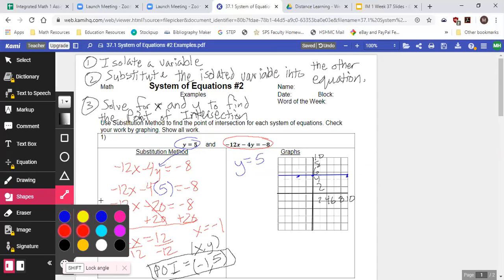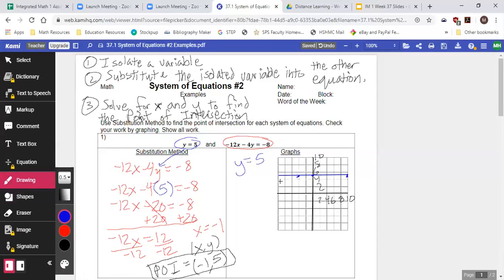Now that we have that equation, we're going to graph our second equation, which is negative 12x minus 4y equals negative 8. So this is in standard form. We can't graph it yet because we need it in slope-intercept form.